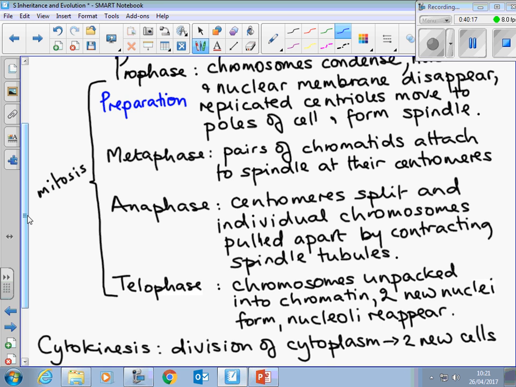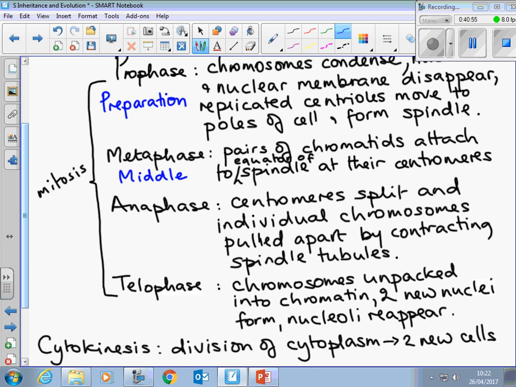Now, with metaphase, I realise I've just missed something out of the metaphase bit. I should have put equator in there. So they attach to the equator of the spindle. How else would we describe the equator? You know, if you're looking at a two-dimensional diagram, and they're lined up there, they're across the middle, yeah. I'm just picking out key words. Hopefully you can see where I'm going with this now.